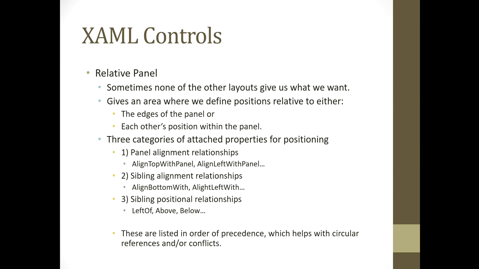So panel alignment relationships happen first, then sibling alignment, okay, like align top with or bottom with or left with and so on, and then sibling positional relationships, left of, above, below, and so on, they come last. So that helps get rid of most of the problems that you might otherwise have with circular references. Although if you really try, you probably still could mess it up. I mean, something that I'm really good at doing once in a while, at least.